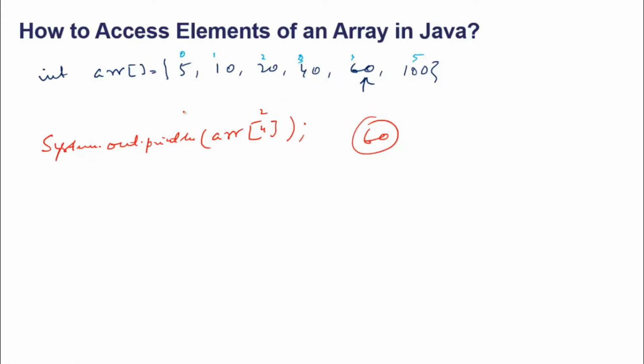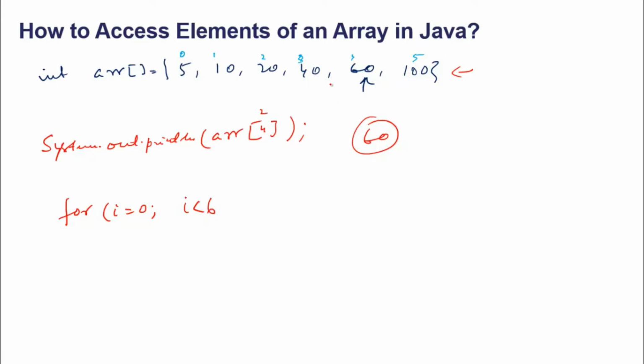We can also access the values with the help of a loop. How can I run that loop here? If I want to print all of these, it should be i equal to 0, because I told you that an array will always start from 0. Now here it is i less than 6, meaning the total number of elements is 6.